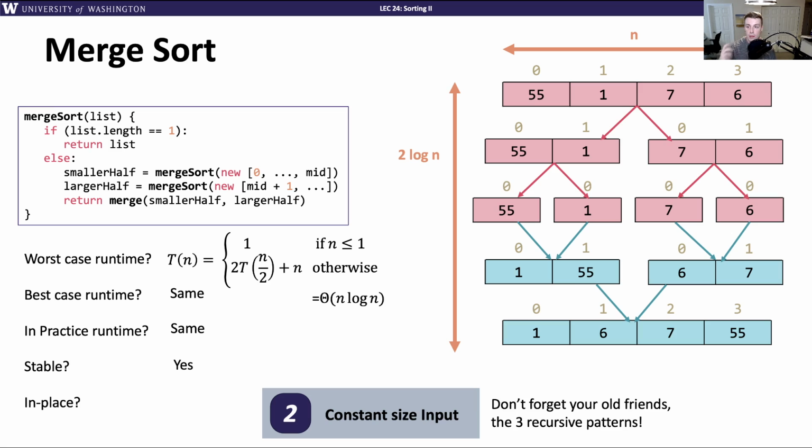Unfortunately for merge sort, even though it is this fast n log n algorithm, and it is a stable sort, it's not an in-place algorithm. The reason is we have to create all these extra arrays all the way down, and when we're merging them together. So this algorithm will not be in place.